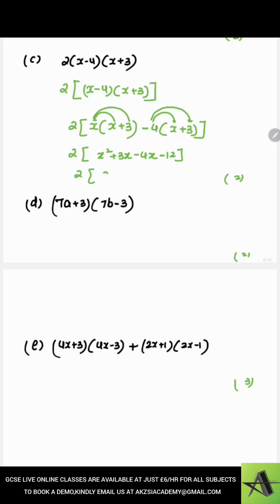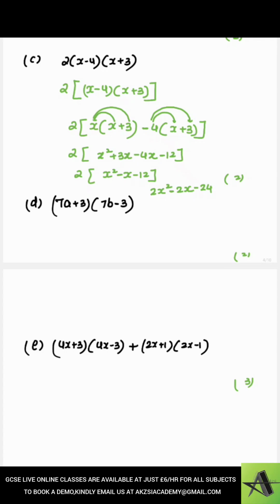Simplifying, you'll get x squared, 3x minus 4x is minus x, minus 12. Now at the end, we have to just expand this bracket. So 2 times x squared is 2x squared. 2 times minus x is minus 2x. And 2 times minus 12 is minus 24. Moving on to the next one.